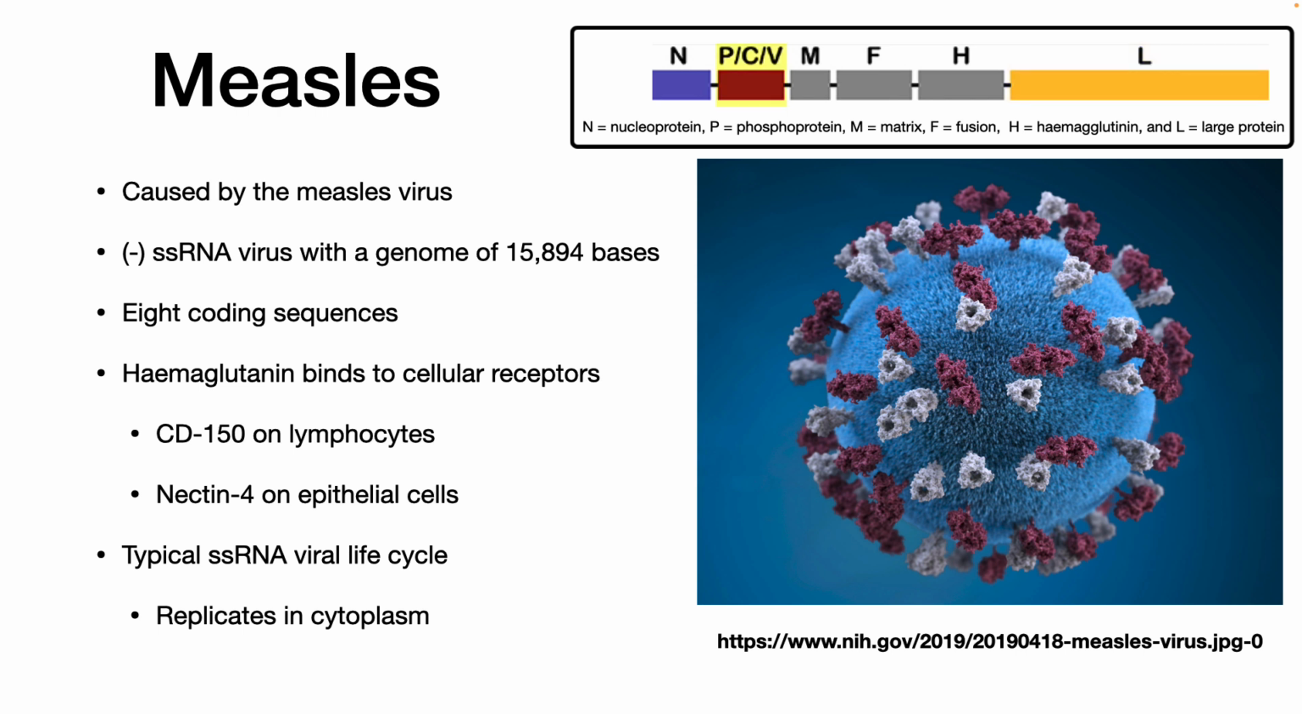The C and V proteins are interesting because they interfere with the host's response to the virus. There are a number of other proteins, but we're not going to cover them in this lecture.